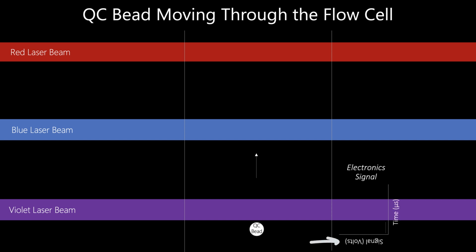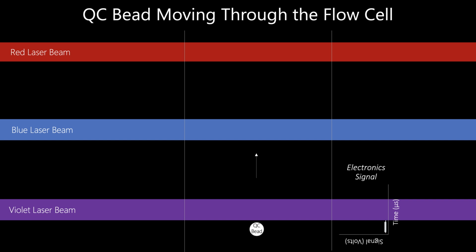On the y-axis, I'm showing signal, or the emitted light that's being captured, which is being converted to a voltage on the electronics side. On the x-axis, I'm showing everything occurring over time. It takes some time for this bead to move through the flow cell and pass through each of these beam paths. So, as the QC bead is outside of the beam at this point, there's little to no signal being detected. There might be some low-level electronic noise in the system, so it's not exactly 0.